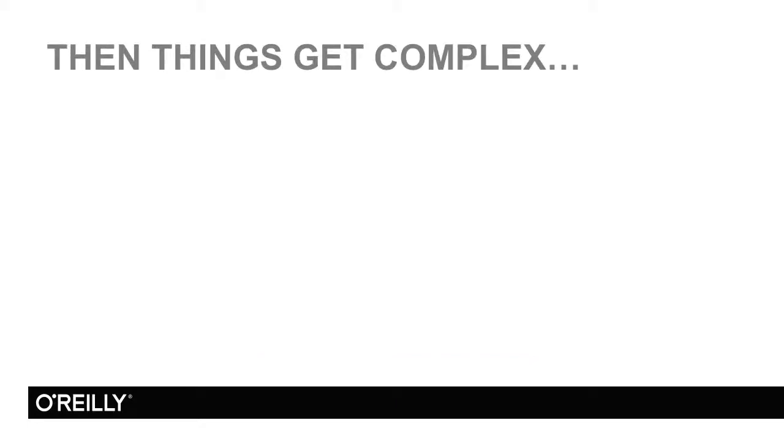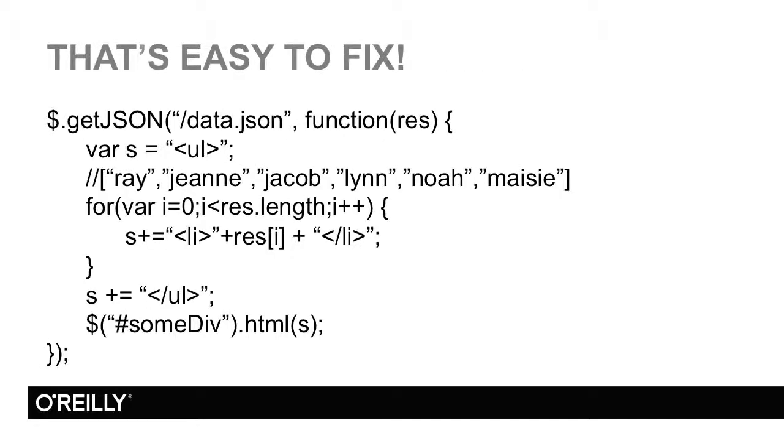But then things begin to get a little bit complex. Let's say your designer comes in and says, hey, can we switch it to an unordered list instead? Okay, that's no big deal. What I've done here is I've modified the code a bit. Instead of just appending to a div, I've created a variable s that's going to include my HTML. I begin it with a UL tag, and then as I iterate over my data, for each name, I wrap it in li tags. When I'm all done with my list, I close off the unordered list, and then I write that HTML out into the div.